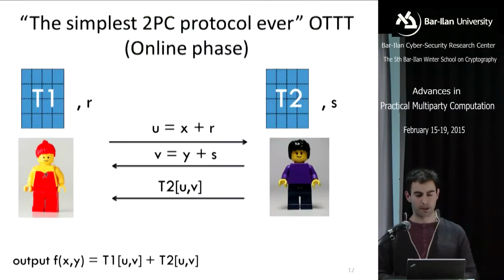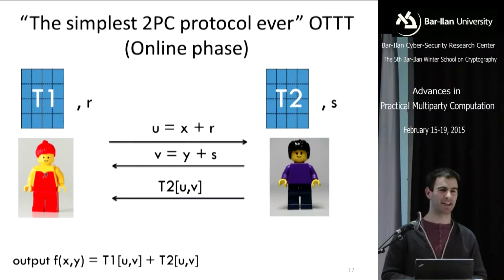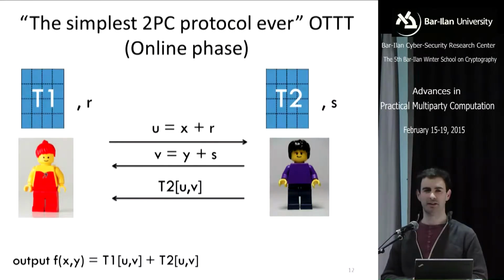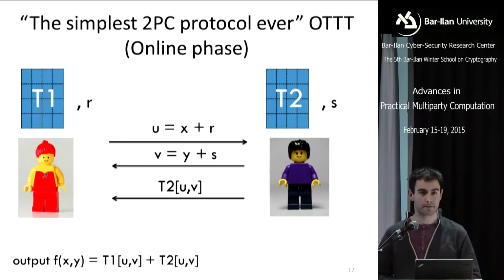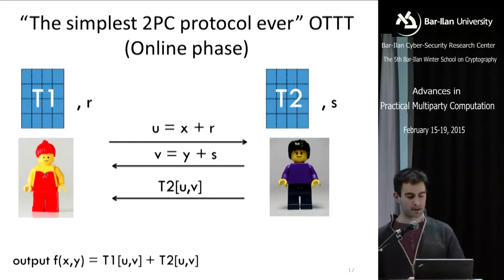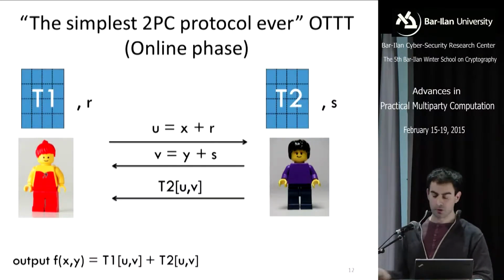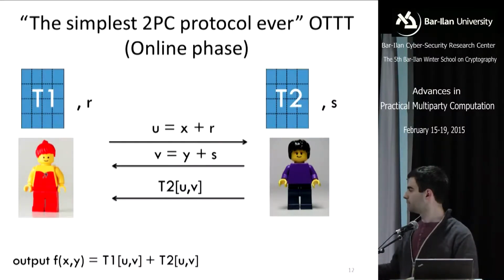Can anyone come up with some reason why this protocol is not secure? Sorry? Man in the middle? No, there are only two people in the world. Alice and Bob are alone in a room, and there are no other people in the room. Yeah? The V that he sends is not the right V. So Bob could lie about the message V he sends. That's true. Any other attack?